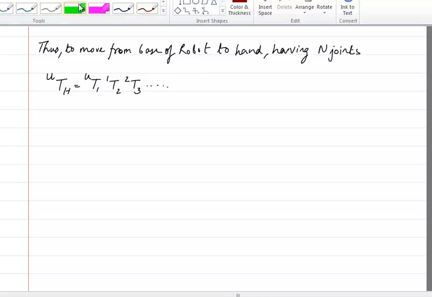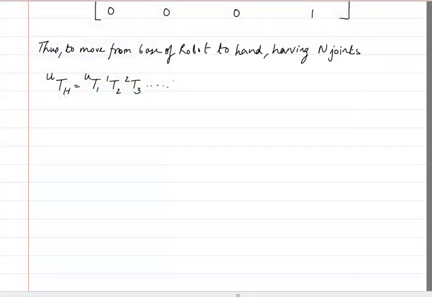The final one is the hand, and the hand is at joint n. So let me write it that way: the final one is the joint n minus 1 transformation. I have to make it finally reach the hand, and all of this will cancel out. So what is this? The short form is a1, the next one is a2, like that I will go all the way. Let me write a3 also, and finally I will get the hand. So this is the multiplication that I have to do.